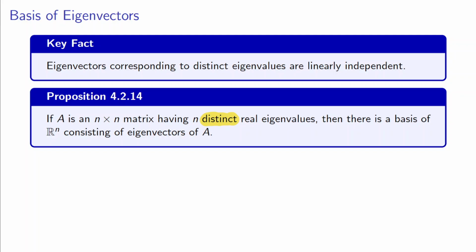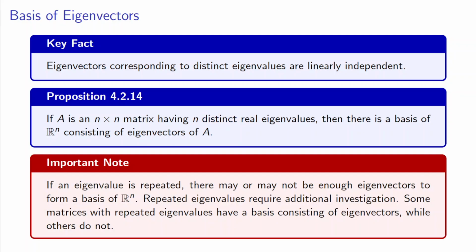So we're going to end up with n linearly independent vectors in Rn. Those will automatically be a basis for Rn, right? That is something we've seen earlier in this course: if you have n linearly independent vectors in Rn, then they are going to form a basis of Rn. An important note, though: if an eigenvalue is repeated, there may or may not be enough eigenvectors to form a basis of Rn, so repeated eigenvalues require additional investigation.